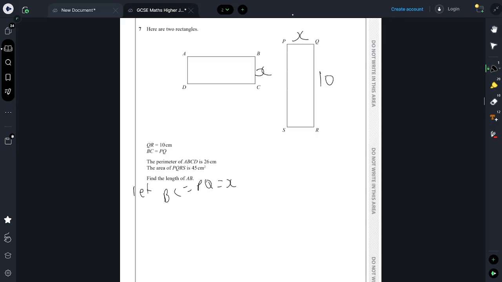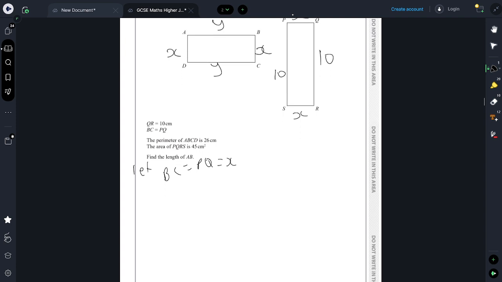But actually, if this is going to be 10, then this is also going to be 10 because it's a rectangle. Likewise, this is also going to be X. And because this is X, this is also going to be X. And we can call this bit Y. And this is going to be Y, so it's a rectangle. And that's everything labeled. Cool.